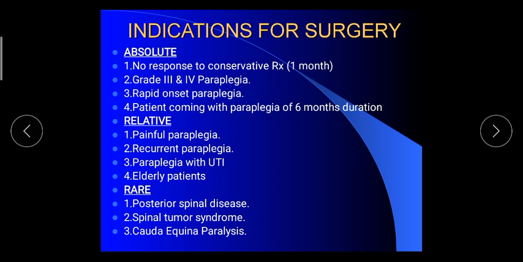Then what are the indications for surgery? After conservative treatment, if it fails, you have to do a surgery. What are the absolute indications? They will be if there is no response to conservative treatment for more than 1 month, or if the patient has presented with grade 3 and grade 4 paraplegia or rapid onset paraplegia, and patient presenting 6 months after the paraplegia. Other relative indications and rare indications you can read in your free time.